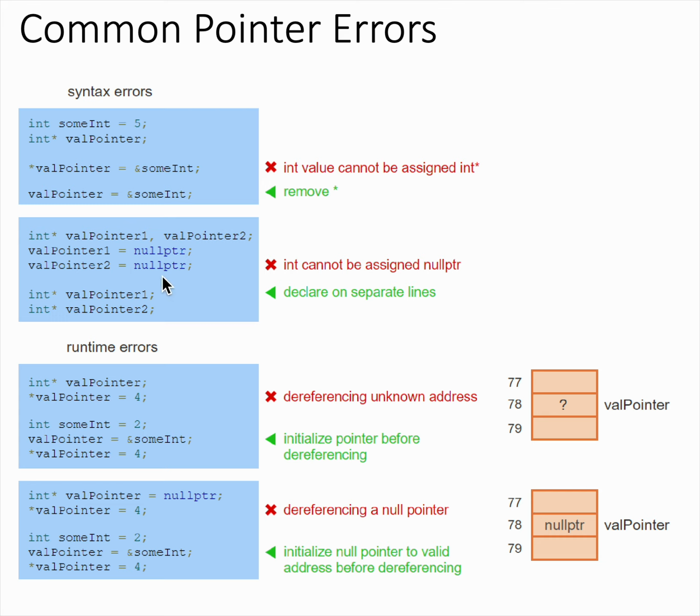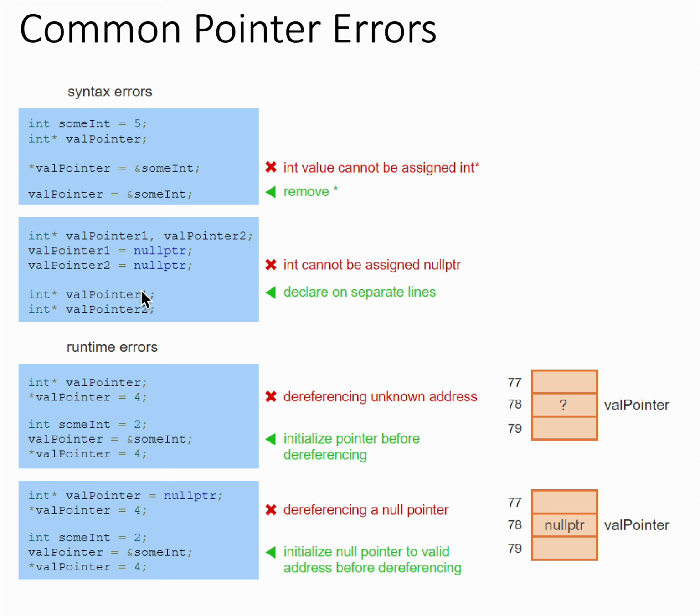In the second example, we have initialized a val pointer 1 and a val pointer 2. We initialize val pointer 1 to be no pointer and val pointer 2 to be no pointer. However, since this is a pointer that is an integer and we're assigning it to be a no pointer, we're gonna get the same issue. We're gonna have a type mismatch. A no pointer is not an int and therefore it cannot be assigned to an int pointer.